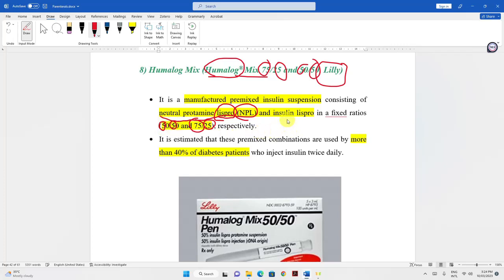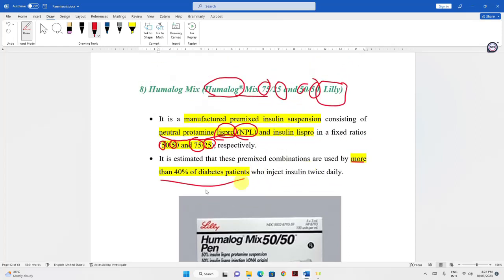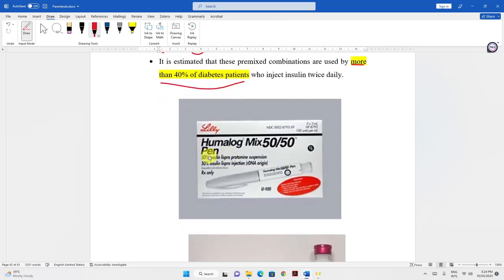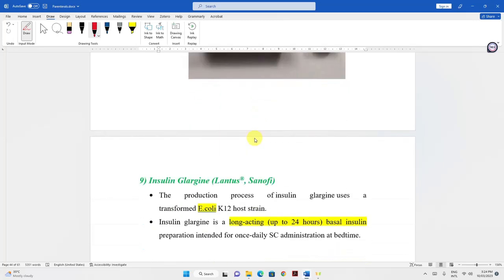And according to statistics, they found that more than 40% of diabetic patients who inject insulin twice daily, meaning twice with the mixture, are using what? A Humalog mix, which tells you that it's very popular. And this one is popular, a Humalog mix.